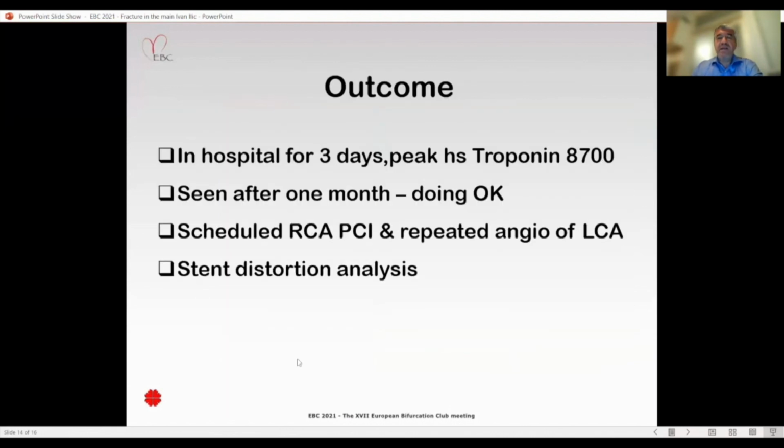The patient stayed in hospital for 3 days, and he was seen 1 month after the procedure doing okay. We scheduled repeated PCI of the right coronary artery and angiography, and probably imaging of the left coronary artery. But what has to be done now is to do a stent distortion analysis in this patient.